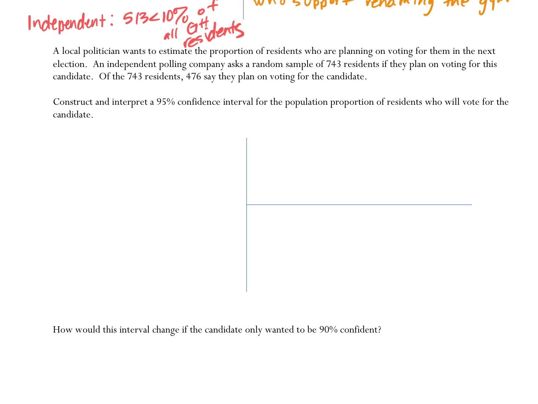All right, so this first one's just a real quick review of what we were doing last week, okay? As we look through this first one, a local politician wants to estimate a proportion, and we have a sample where our p-hat would be 476. These are people who say they plan on voting for this candidate.